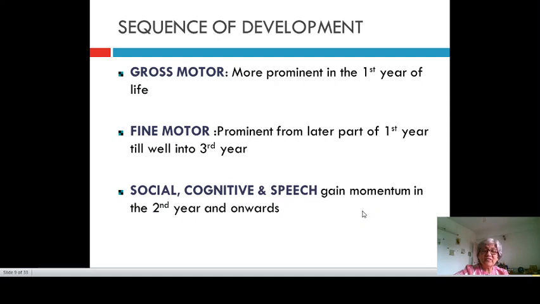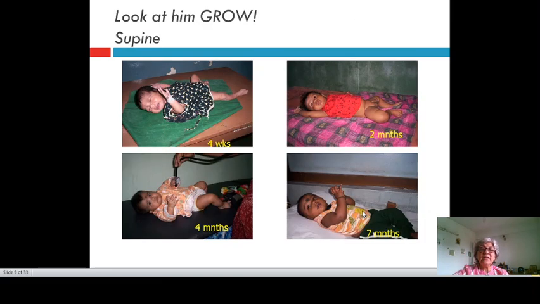What is the sequence of development? How do they occur? First, it's gross motor, which is most prominent in the first year of life. Fine motor starts from the latter half of the first year, and then it goes on well till the third year of life. Social and cognitive development start from the first year, but they gain momentum in the second year and then go on. Now, before we look at the domains, I will just show you some pictures.